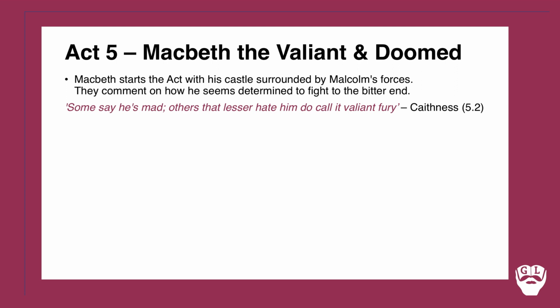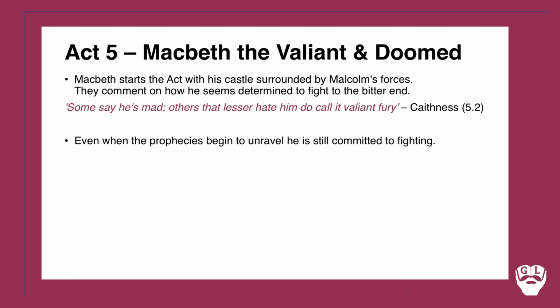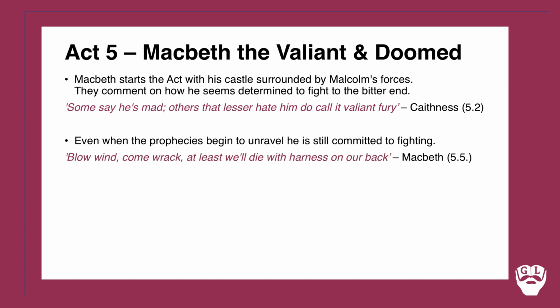There's this almost corrupted, perverse kind of honour in what Macbeth believes he is doing. And even when the prophecies begin to unravel, the sophistry regarding the trees that can't move and the other parts of the prophecies, for example, of no man of woman born that comes later, he's still committed to fighting. He says in Act 5, Scene 5, once he's realised Lady Macbeth has died as well and his forces are deserting and fleeing from him, "Blow wind, come rack, at least we'll die with harness on our back." This sense that whatever happens, whatever destruction and doom is laid upon Macbeth, he will go out fighting, whatever the consequences may be.